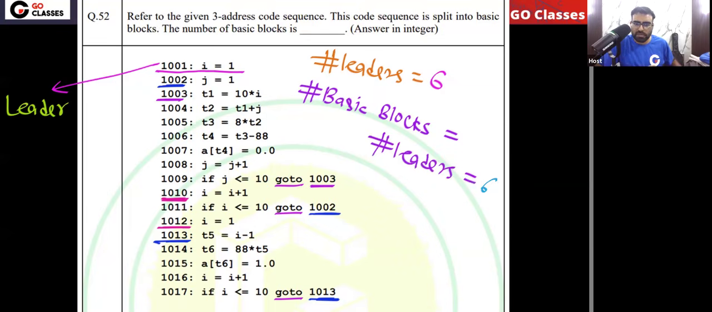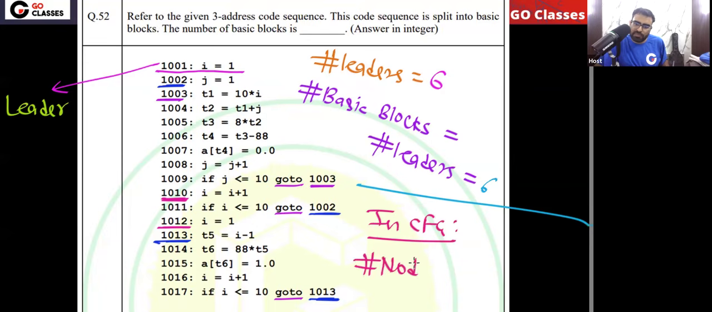Don't say 8, because when you make the control flow graph, the number of nodes in the control flow graph will be 8. Because the entry node and exit node are special nodes in the control flow graph. These are not basic blocks. So remember, in the control flow graph the number of nodes will be the number of basic blocks plus two special nodes, entry node and exit node. So the answer for this question will be 6 only, because the question is asking for the number of basic blocks. If the question asks for the number of nodes in the control flow graph, that will be 8.